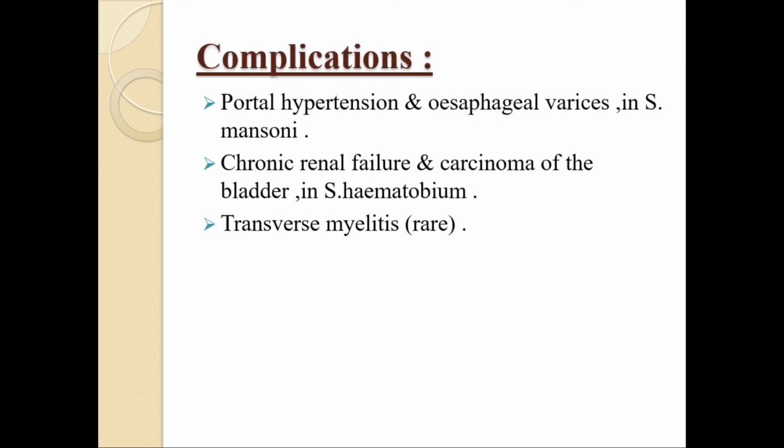Complications. The patient might present to hospital with these symptoms. As we said, maybe asymptomatic early, then comes the stage of complications, mainly portal hypertension and esophageal varices, and the patient might come with hematemesis in case of Schistosoma mansoni, and he might present with chronic renal failure and carcinoma of the bladder in case of Schistosoma haematobium. Transverse myelitis is a rare complication.